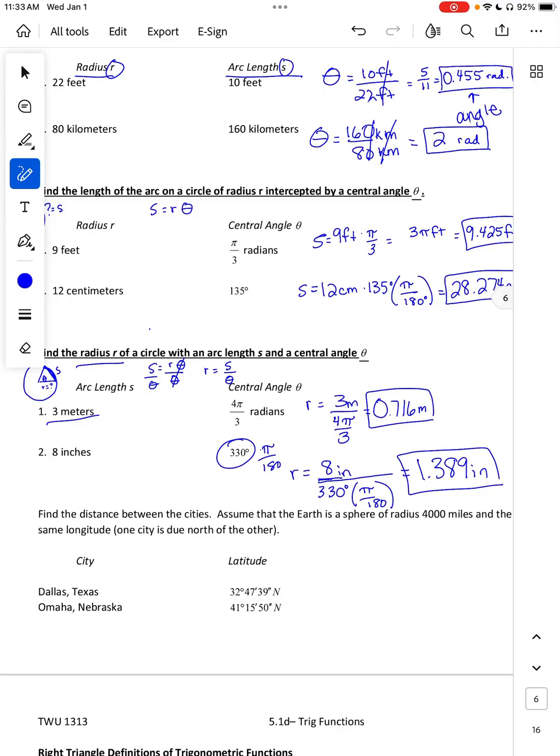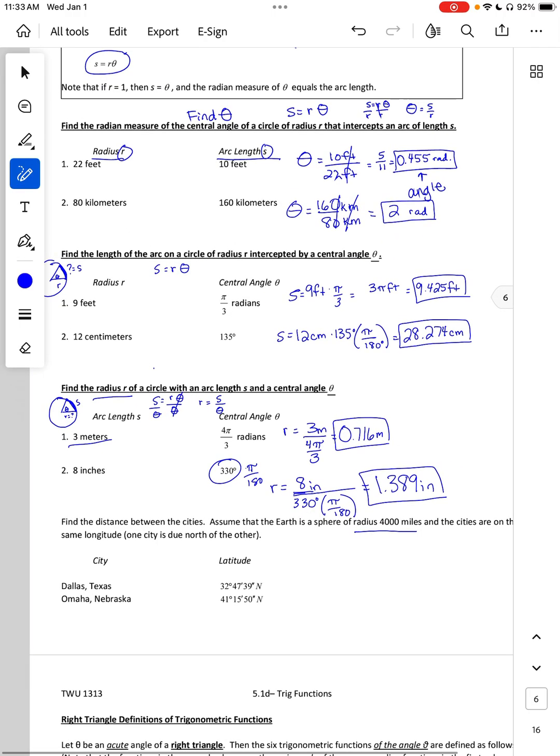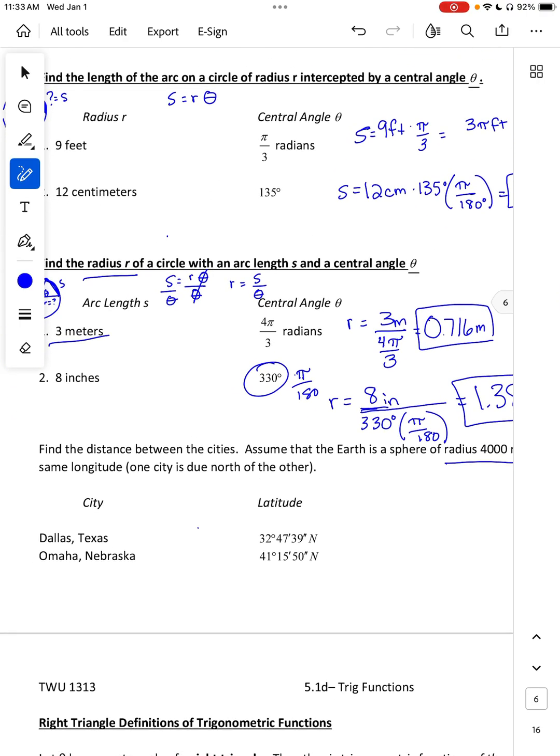Okay, let's look at our last problem. Find the distance between the cities. Assume that the Earth is a sphere of radius 4,000 miles, and the cities are on the same longitude. One city is due north of the other. So if you think about it, we have our circle here. Our radius is 4,000, and they're on the same longitude. So let's say this is Texas, and then due north is Omaha, Nebraska.